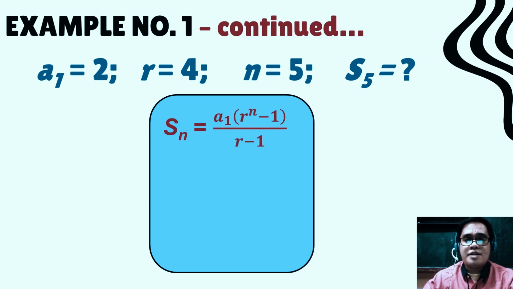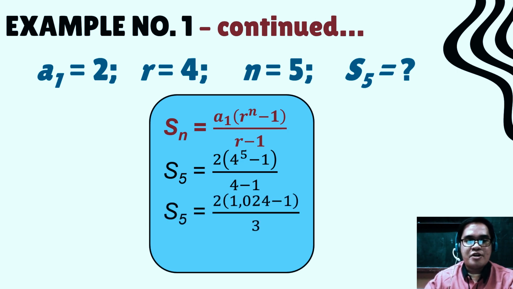S sub n is equal to a sub 1 times the quantity of r raised to n minus 1 over r minus 1. So, S sub n should be substituted with S sub 5 equals 2, which is the value of our a sub 1, times the quantity of 4, which is the value of our r, raised to 5, which is the value of our n, minus 1 over 4, which is our common ratio, minus 1. And we are going to simplify them further, and it will become S sub 5 is equal to 2 times 1024 minus 1 over 3.